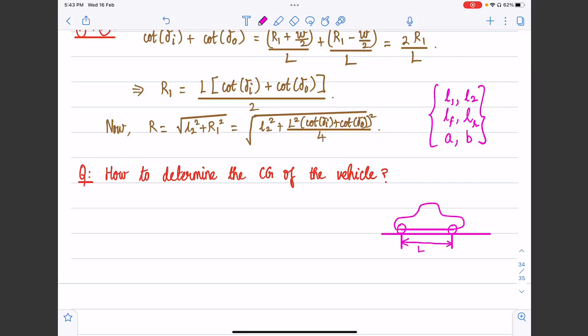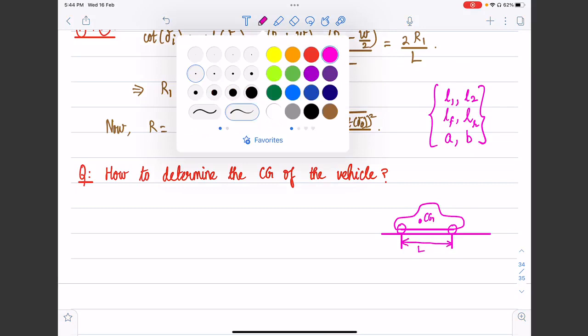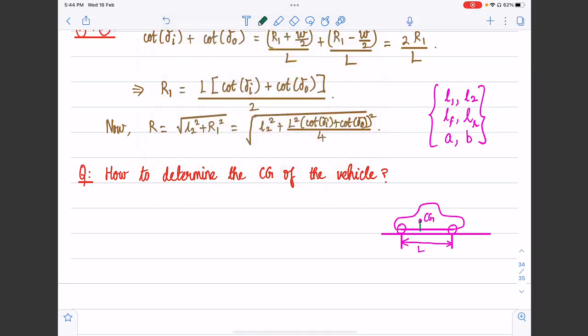Let us say the CG of the car is somewhere here, and we want to look at the location of the center of gravity. So what do we do? At the CG, we know that the weight of the vehicle is going to be concentrated. Let's say we call that W. And let's say the normal force at the front wheel we call WF, and the normal force at the rear wheel we call WR.